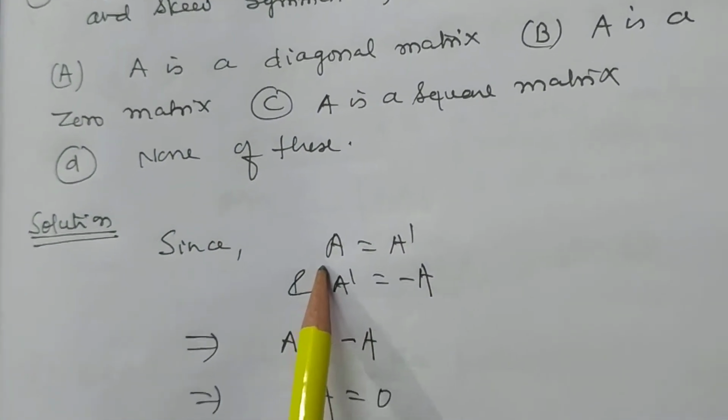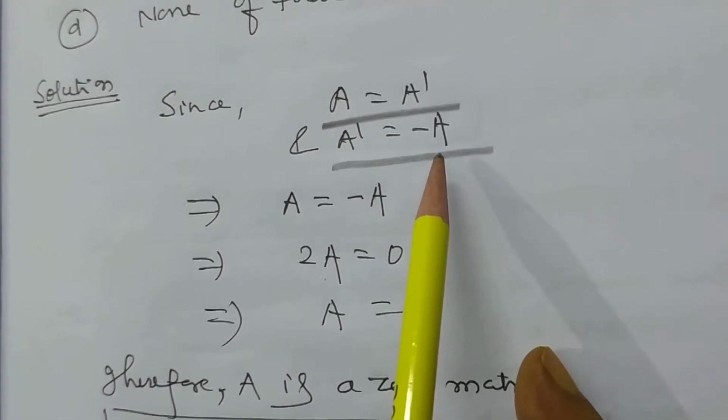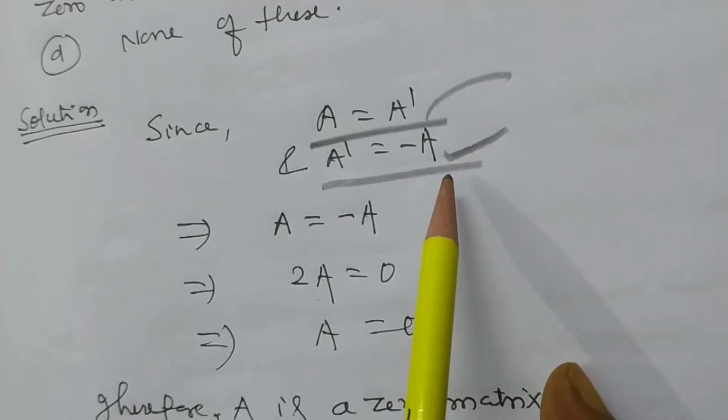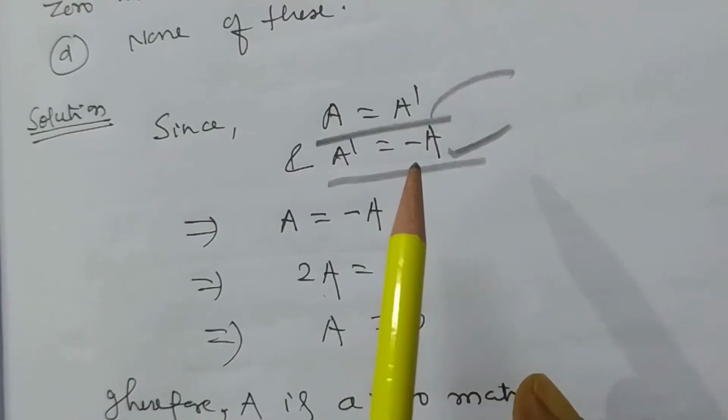My dear student, A is equal to A dash, and A dash is equal to minus A. ये दोनों तरह का मैट्रिक्स है, स्क्वायर मैट्रिक्स भी है और सिमेट्रिक मैट्रिक्स भी है. सिमेट्रिक मैट्रिक्स है और स्क्यू सिमेट्रिक मैट्रिक्स भी है.